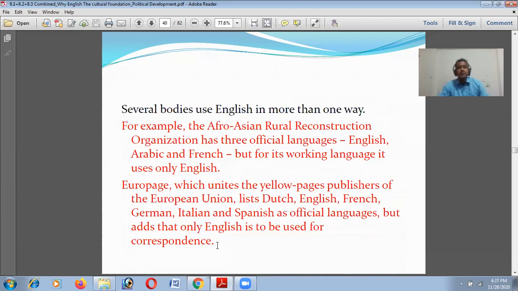For example, the Afro-Asian Rural Reconstruction Organization has 3 official languages: English, Arabic, and French. But for its working language, it uses only English. So in some situations we see 3 official languages, but whenever they conduct proceedings, they use the English language.